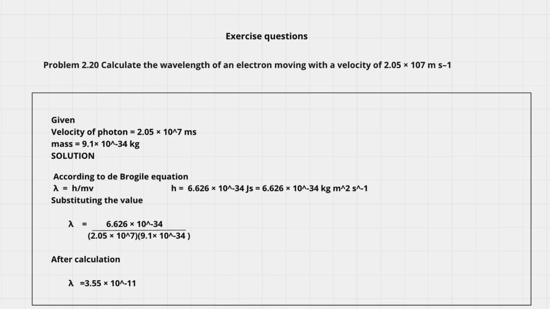Solution. According to the de Broglie equation, lambda equals h divided by mass times velocity. Substituting the values, lambda is equal to 6.626 × 10^-34 divided by 2.05 × 10^7 times 9.1 × 10^-31 kg. After calculation, lambda equals 3.55 × 10^-11 meter.